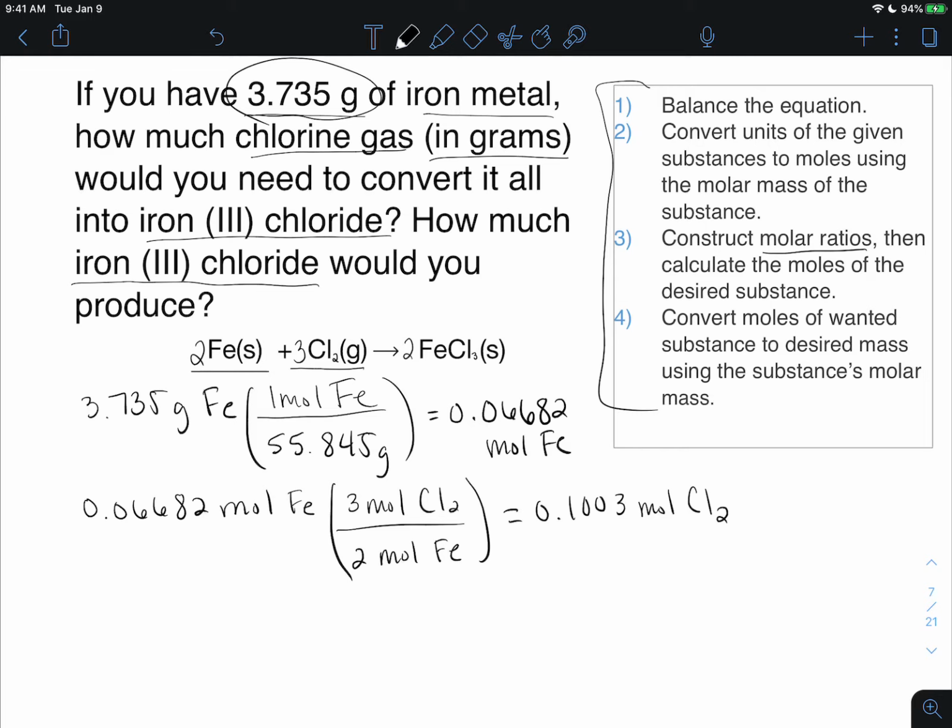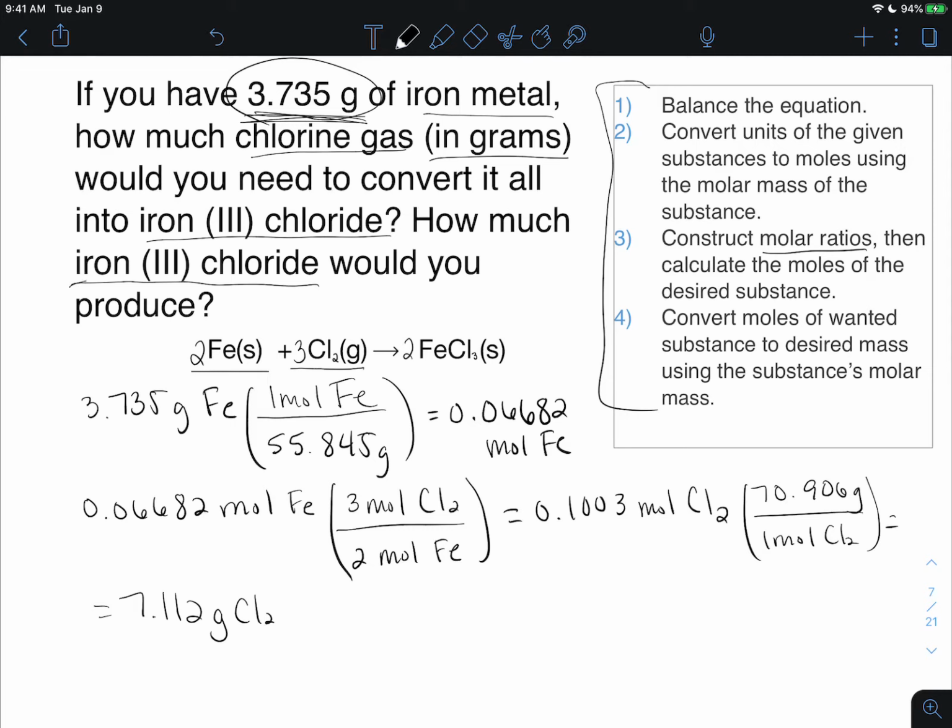And then we want to convert that from moles of chlorine into grams of chlorine. Remember, this is molecular chlorine, so we're going to have to take what's on the periodic table, 35.453, multiply that by 2 to get our molar mass, which is 70.906. It's a molar mass, so we're going from moles to grams. We want grams on top. That is our desired unit, so it would be 70.906 grams per 1 mole of chlorine. And we get 7.112 grams of chlorine gas that's required to fully react the 3.735 grams of iron metal.